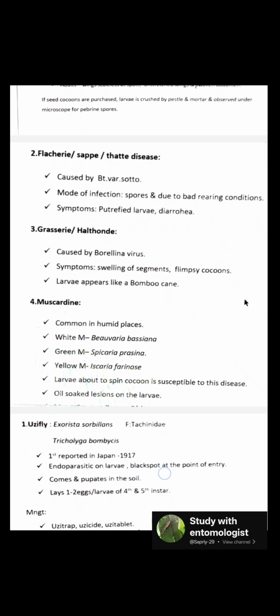Next is muscardine disease. It happens due to fungus. For growing fungus there should be humid conditions. White muscardine is caused by Beauveria bassiana, green muscardine by Spicaria prasina, and yellow muscardine by Isaria farinosa. A larva about to spin a cocoon is most susceptible to this disease. For diagnosis, oil-soaked lesions can be seen on the body of larvae. So remember: green muscardine by Spicaria and yellow muscardine by Isaria.